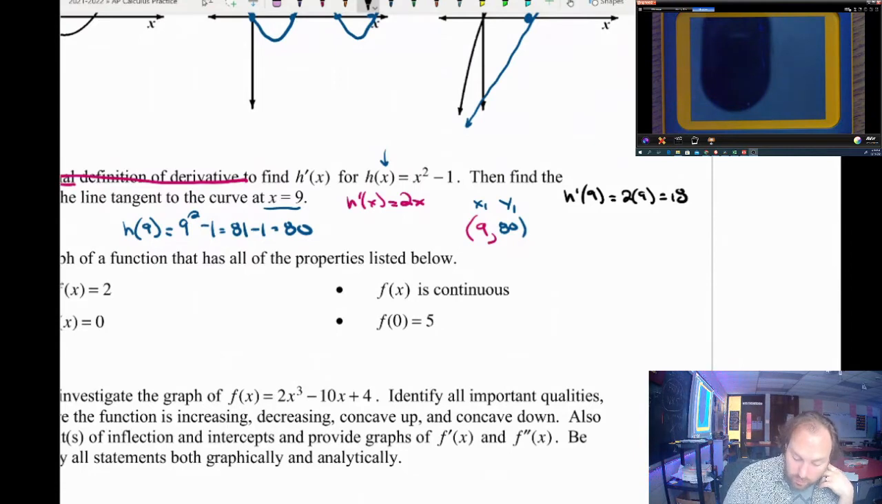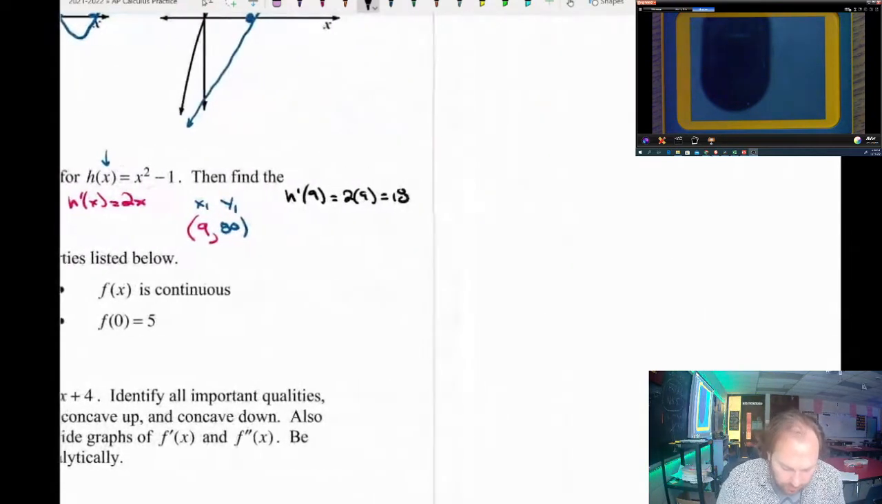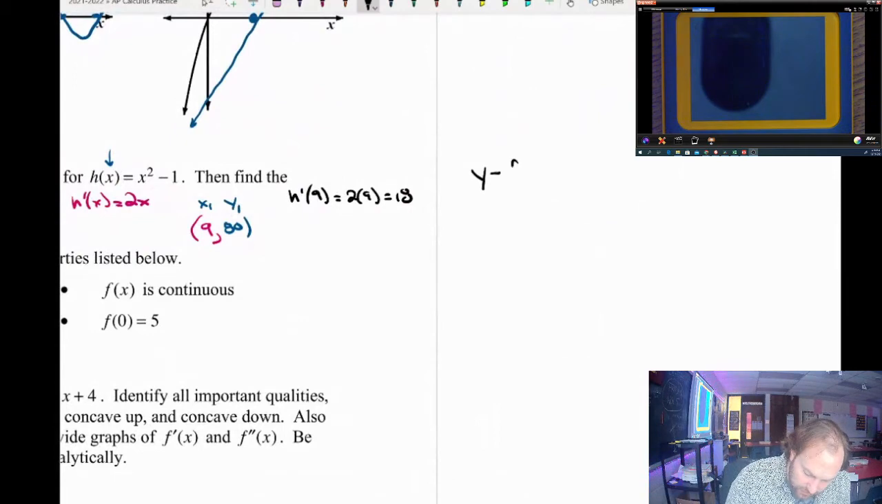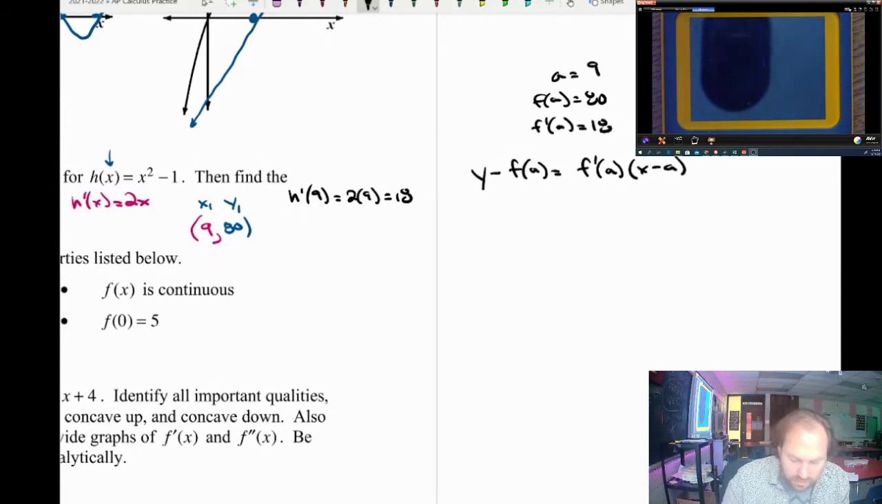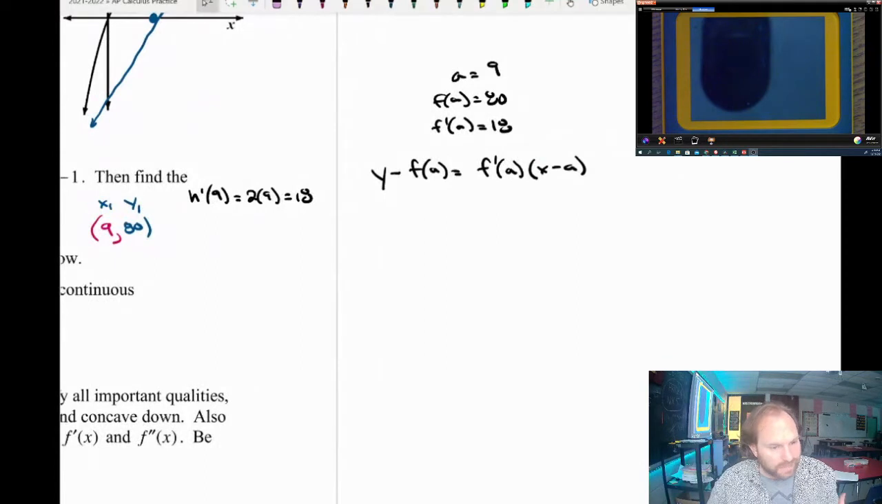So what we'll do now is we'll actually start building our point slope form. It goes like this: y minus f of a equals f prime of a times x minus a. In this problem, a was given to us as 9. We found f of a to be 80, and we found f prime of a to be 18. So all we really got to do is plug these numbers in, and then we're done. y minus 80 equals 18 times x minus 9. There you go. Don't need to go any further than that, by the way. I wouldn't recommend going any further.